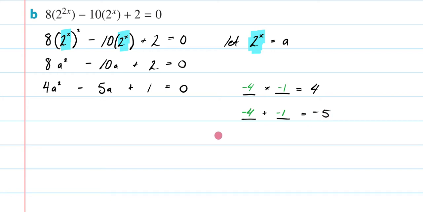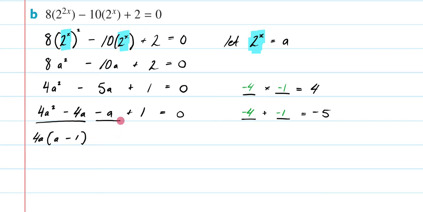Then I can rewrite this, breaking up this -5a term. So what I would say is 4a squared minus 4a minus a plus 1 equals 0. So as you can see, I broke up this -5 into -4 and -1. -4a minus a is -5a. But now that I've broken that up, I can factorize each of these sections. So this section right here is going to be represented as 4a taken out, which is going to leave me with a minus 1. And then I'm going to factorize this part right here.